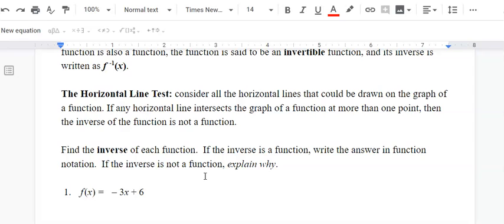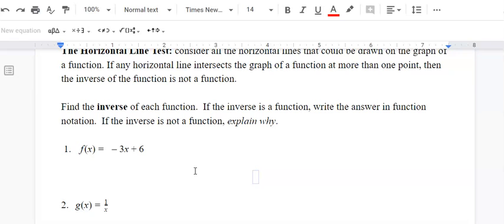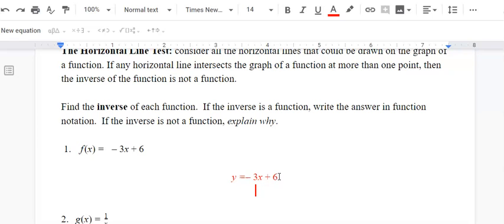All right, to find the inverse of a function, the first thing you're going to do, if it's written in function notation, is replace the f of x with a y. So I'm just going to rewrite this function. F of x equals negative 3x plus 6 is y equals negative 3x plus 6. The next step in the process is to reverse the x and the y. So the y becomes x and the x becomes y. So we'll say x equals negative 3y plus 6.